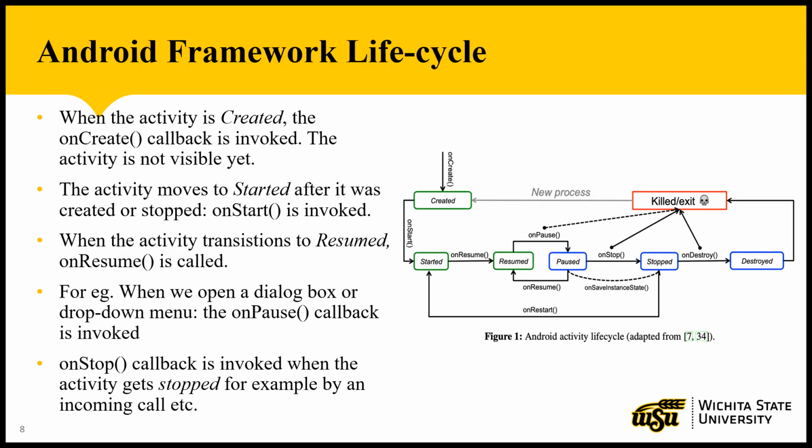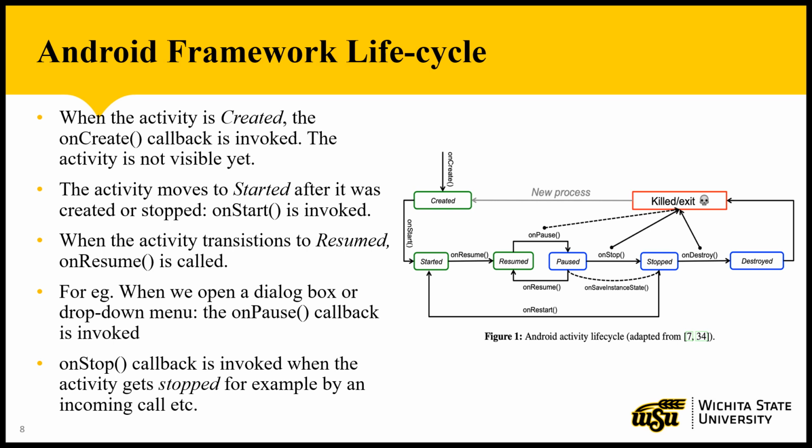Now let's discuss the Android framework and how these activities move in this life cycle. When the activity is created, an onCreate callback is invoked, as we can see in the figure. The developers can add custom initializing code here. The activity is not yet visible though. The activity can move to started after it is created or stopped. Now the onStart callback is invoked and the activity becomes visible on the screen of the Android app. When the activity transitions to resumed, the onResume callback is invoked.